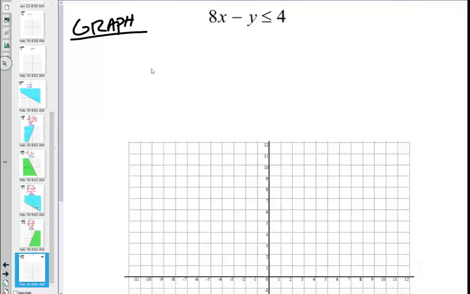Go ahead, Mohammed. What do you want to do first? Subtract the 8x. That sounds good. Mohammed, what's going to drop down on the left? Yeah, negative y. Don't forget the negative.